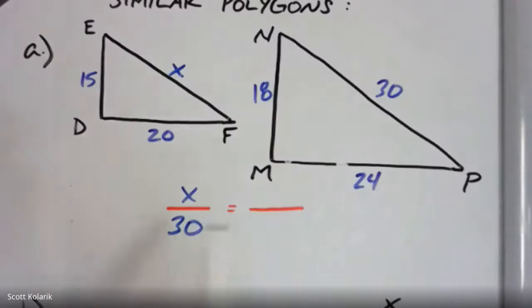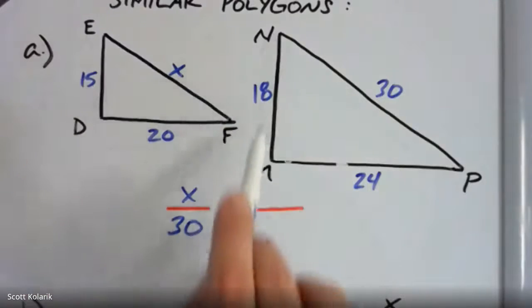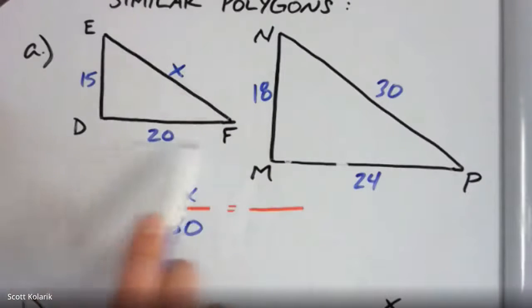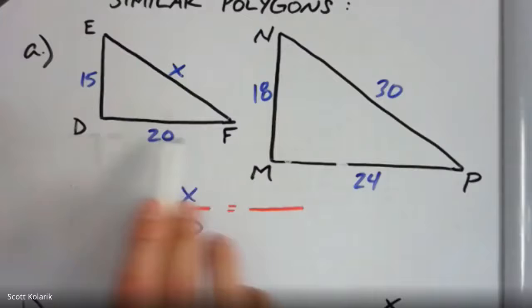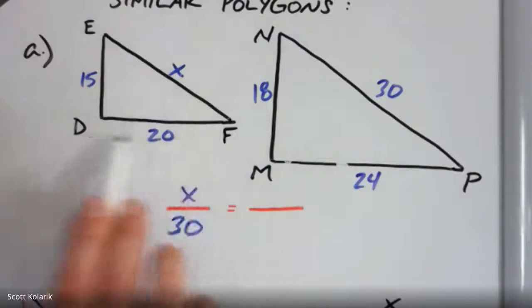And then I need to compare it to two other sides, some piece and its corresponding piece. And it doesn't actually matter which other pieces I use, as long as I have enough information to use. In this case, I could either use DE compared to NM, or I could use DF compared to MP. And it doesn't actually matter which one I use because it should be the same scale factor either way. So let's use DF down here on the bottom. Okay, DF here.